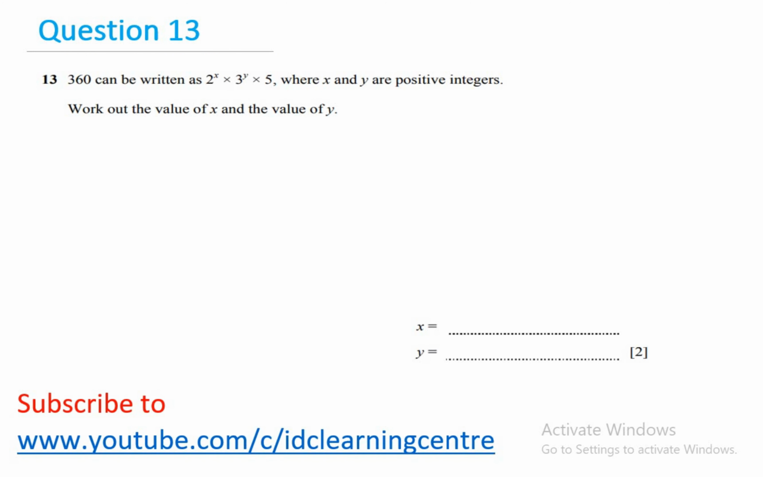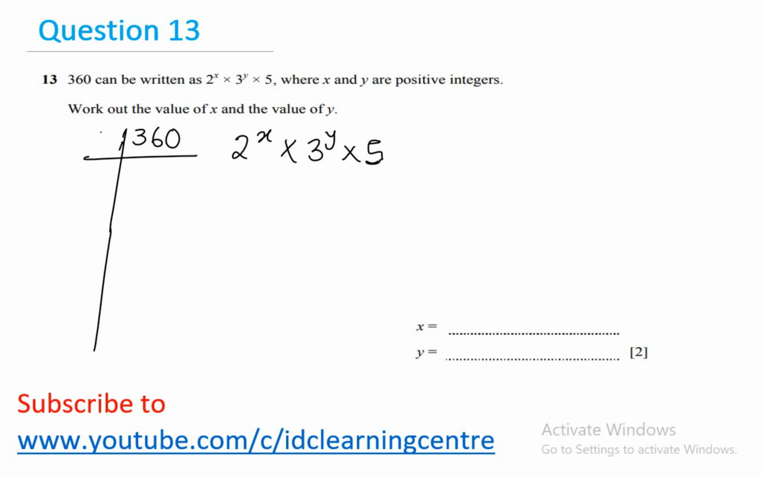So let's go over to question 13. This question says 360 can be written as 2^x times 3^y times 5, where x and y are positive integers. Work out the value of x and the value of y. So we need to break down 360. Smallest number that can go is 2, which is 180. 2 is not done with its job. 180 divided by 2 is 90. 90 divided by 2 is 45. 2 is done with its job.